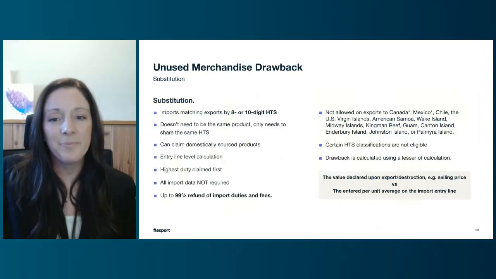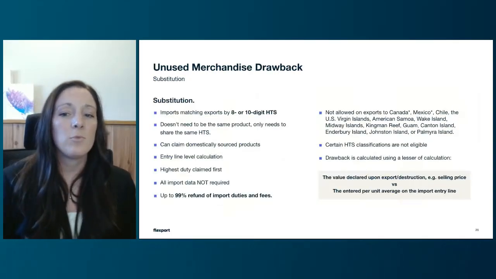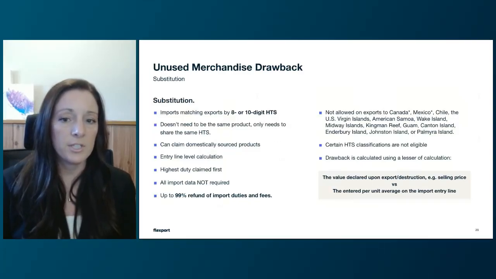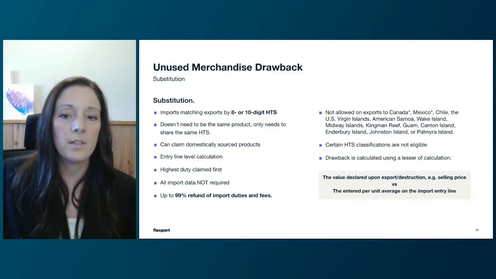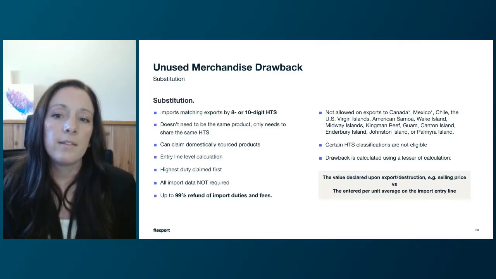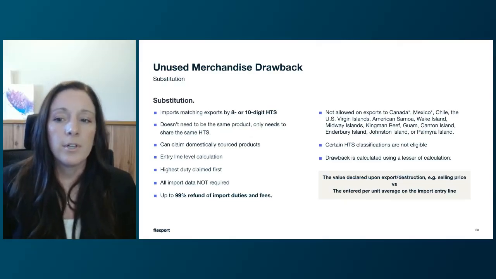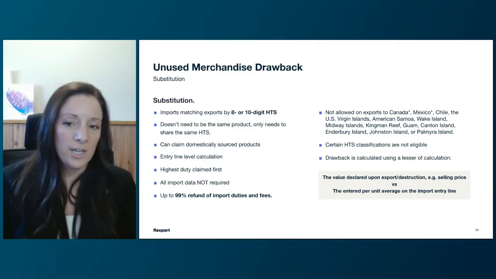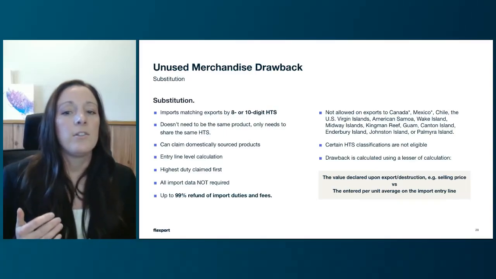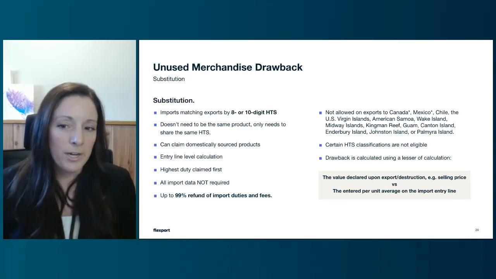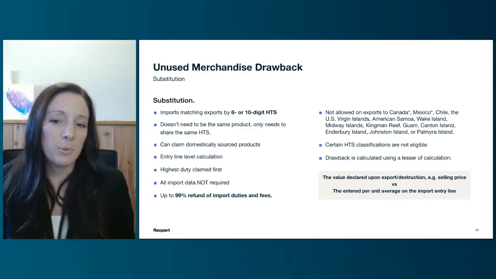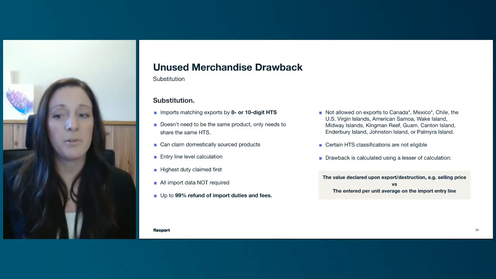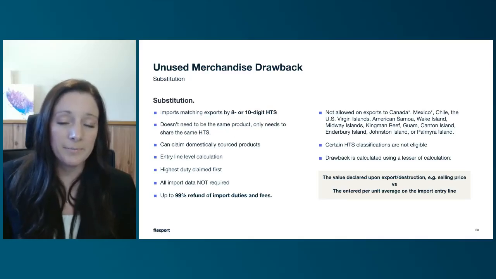Next slide, thank you. Another way to claim drawback on unused merchandise is through substitution, known as 1313J2. This means that imports are matched by HTS to HTS. This means that the SKU level detail is no longer required, and we're able to use data available in ACE, drastically simplifying the burden on the importer to provide import documents and data.